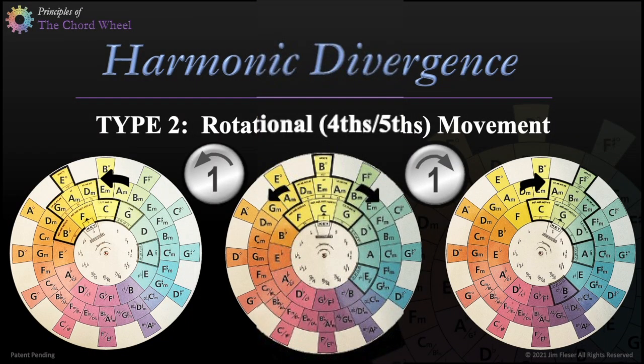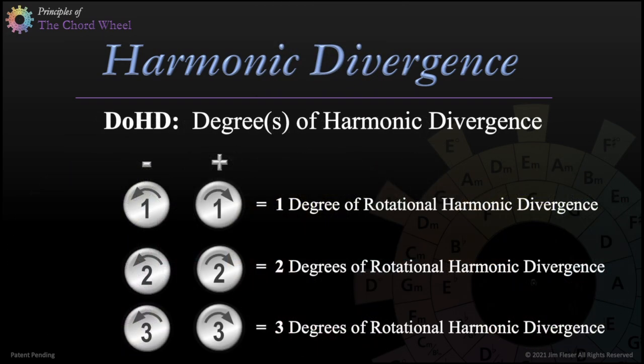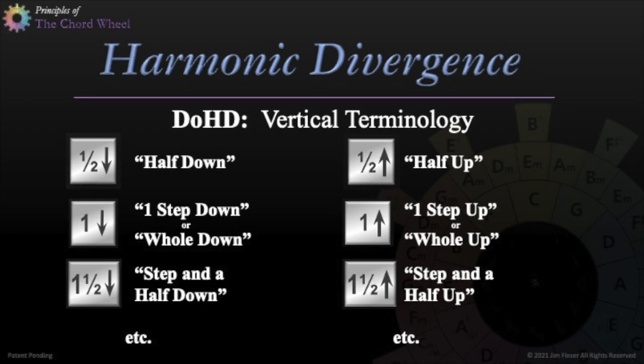The symbol I've developed for this is a counterclockwise 1 and a clockwise 1. In terms of the degrees of harmonic divergence, when we talk about it rotationally, because we don't have half rotational steps, each particular click, clockwise or counterclockwise, is 1 degree of rotational harmonic divergence. So we've got the negative 1s, 2s, and 3s, and positive 1s, 2s, and 3s. In terms of terminology for rotational, I like to use counter and clock. So a 1 counter, a 2 counter, a 3 counter, or a 1 clock, 2 clock, or a 3 clock. That way you don't have to say clockwise every single time.